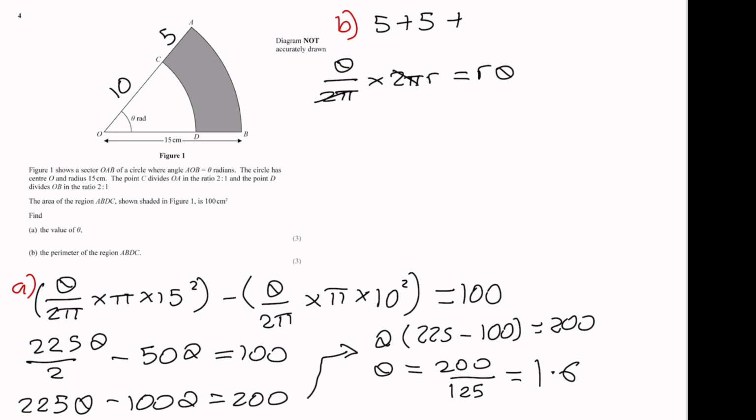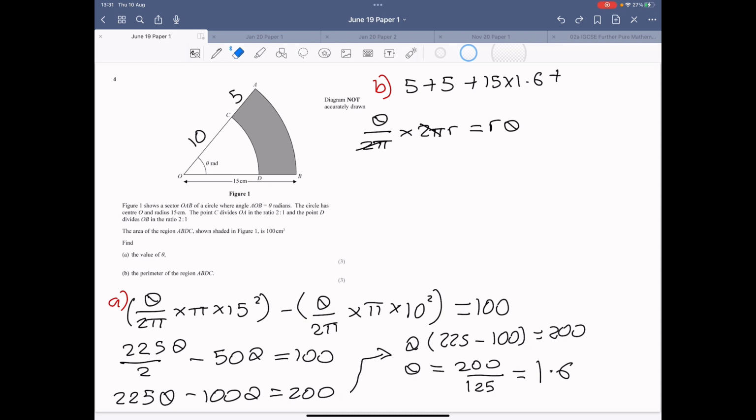So for the arc length AB, we need to do the radius, which is 15, times theta, which we've worked out to be 1.6, plus the arc length for CD. The radius OC is 10 times theta, which is 1.6, and if we work all of that out, we get our answer for part B to be exactly 50 centimeters.